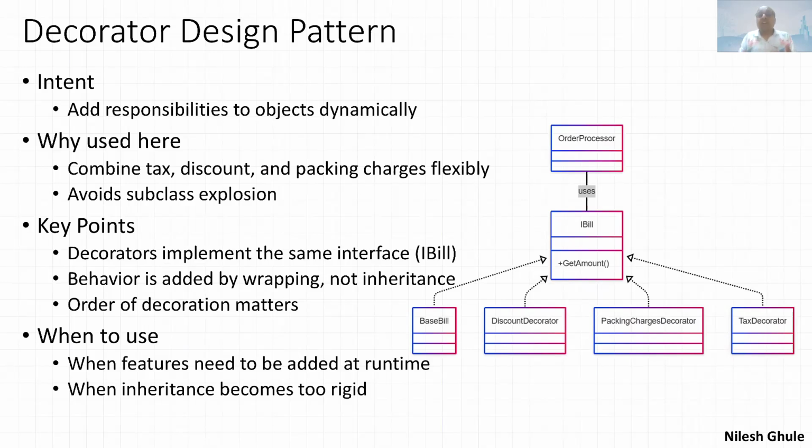Over here, the behavior is added by wrapping the existing object. So our base bill is wrapped into discount decorator, which is then wrapped into the packing charges and then to the tax decorator. Also, another thing to note is order of decoration might be important, because if I apply tax decorator early, then I will be putting tax only on the basic bill. I may not be putting taxes on the packing charges or delivery charges. That is the reason in which order you want to apply these decorators is really important.